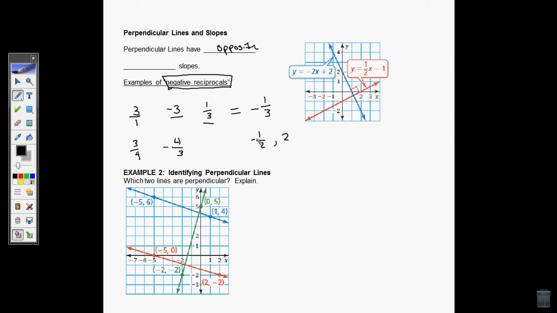I think we're kind of getting the idea. This is another example of two lines that are parallel. One number is negative 2 as the slope, and the negative reciprocal is 1/2.